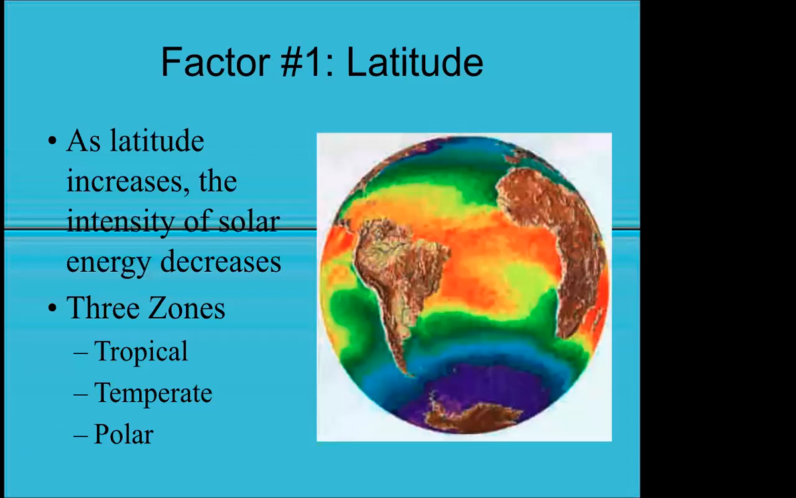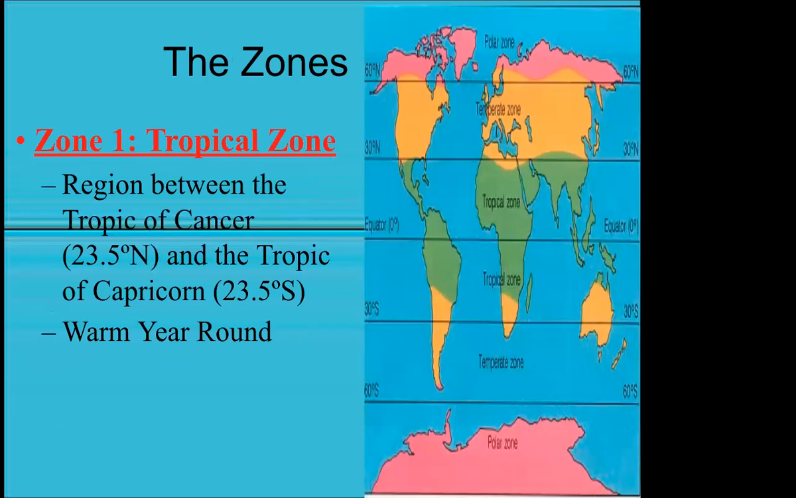So the first one is latitude. As latitude increases, the intensity of the solar energy decreases. And where does the solar energy come from? The sun. There are 3 zones: tropical, temperate, and polar. Zone 1 is the tropical zone. This is the region between the Tropic of Cancer and the Tropic of Capricorn. This is where you see the green. This is warm year-round.